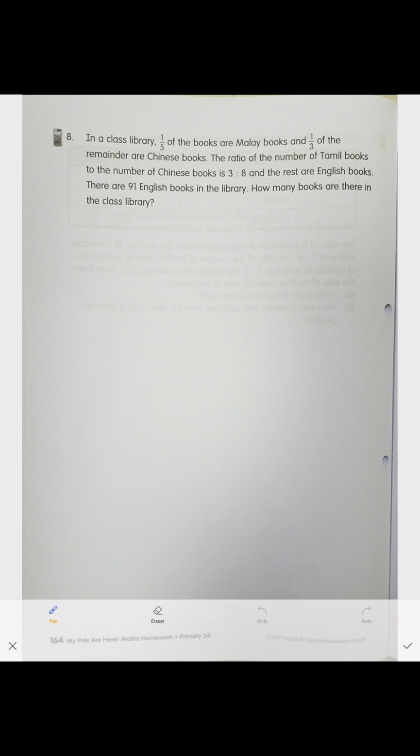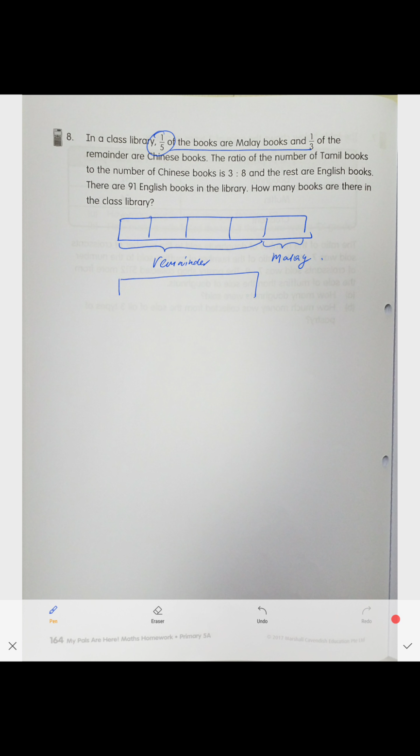Well, at this point, you're supposed to operate with fractions and ratios, but if you have a hard time, you can draw your model and think of it, right? 1/5 of the books are Malay, so you will draw your 5 units, and this will be Malay. All right, and this will be the remainder. You redraw your remainder, and they tell you 1/3 of the remainder are Chinese books. This is Chinese. So if this is 1/5, this is 4/5, right? Chinese is 1/3 of 4/5.